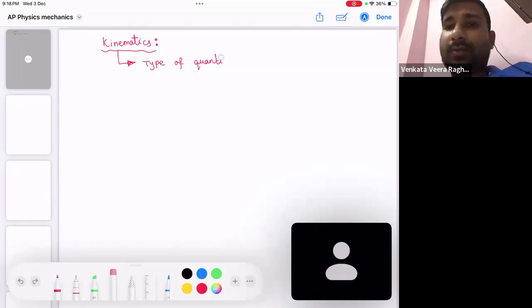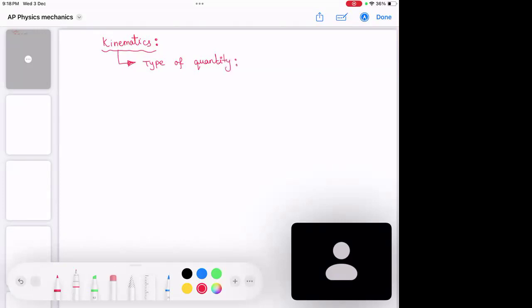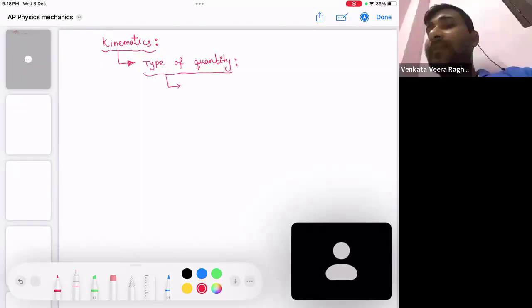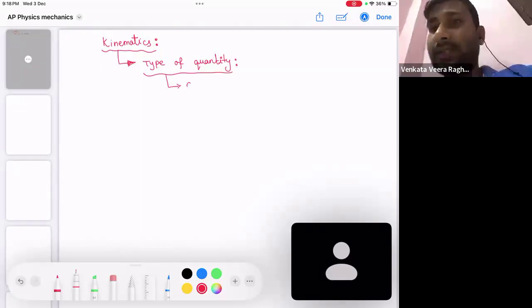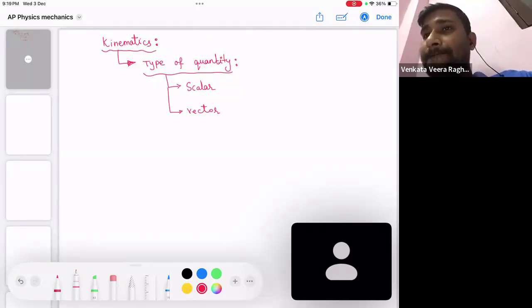Tell me how many types of quantity we have? Two types, right? We can describe any physical quantity we have into two categories. What are the two categories? Some are called scalar and some are called the vector quantity, right? So what is the difference between a scalar and a vector quantity? Please tell me.